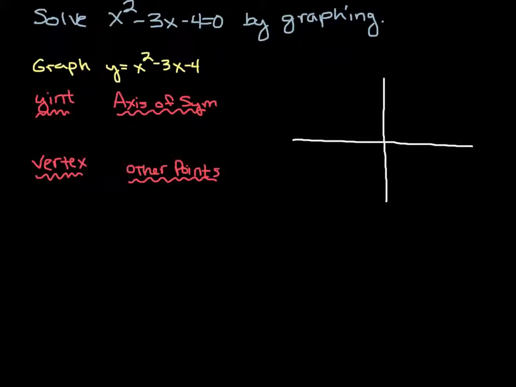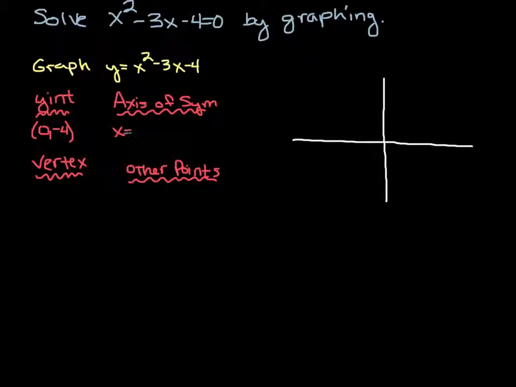If you remember from class, there were 4 things we needed to look for when we're graphing the parabola. First thing we need to do is find the y-intercept. The y-intercept occurs when x is equal to 0. So you plug in 0 for x, and after you simplify, you should get negative 4. So our y-intercept is (0, -4).